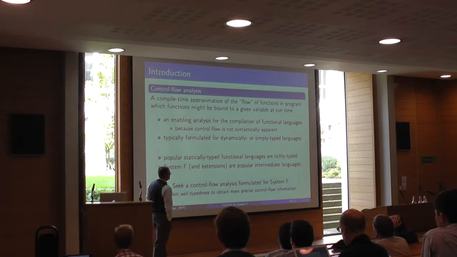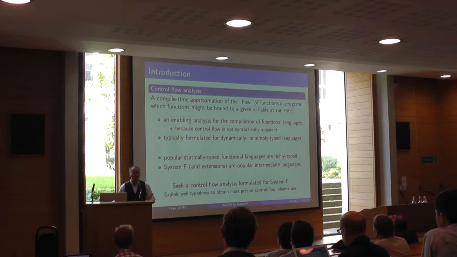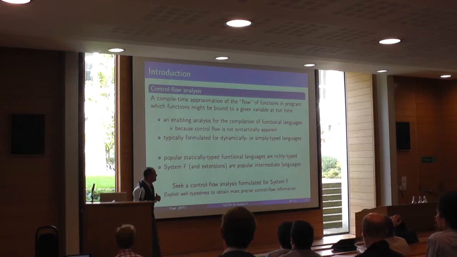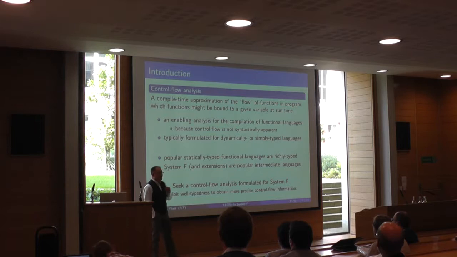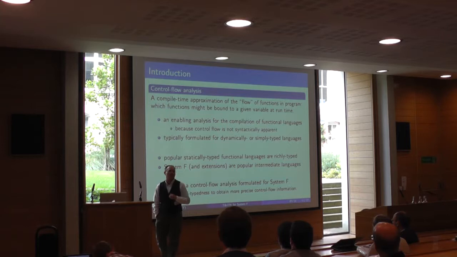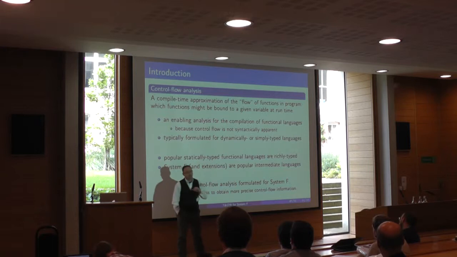So this seems to suggest to me that what we really need to do is find a control flow analysis that's formulated for System F. One of the things that we might try to take advantage of here is that if we're in a statically and richly typed language like System F, we're only going to be interested in analyzing well-typed terms, and so hopefully that well-typedness can help us improve our control flow analysis a little bit with respect to what we might get out of a dynamically or simply typed language.